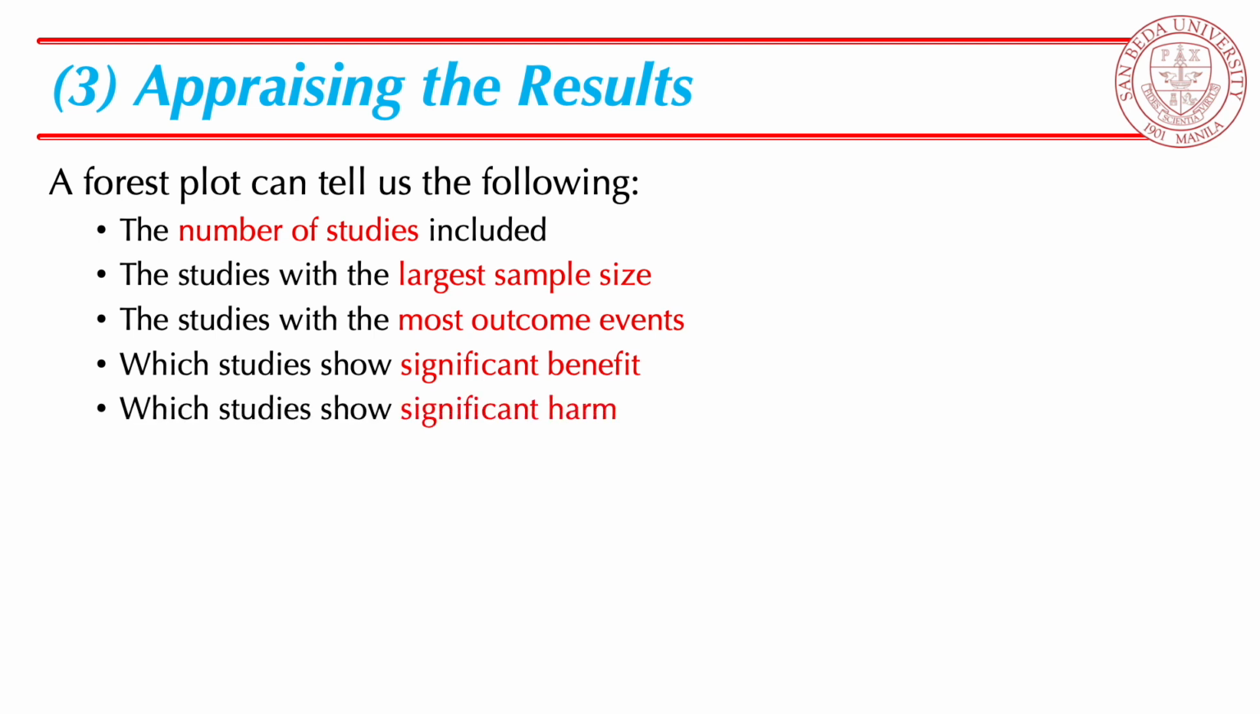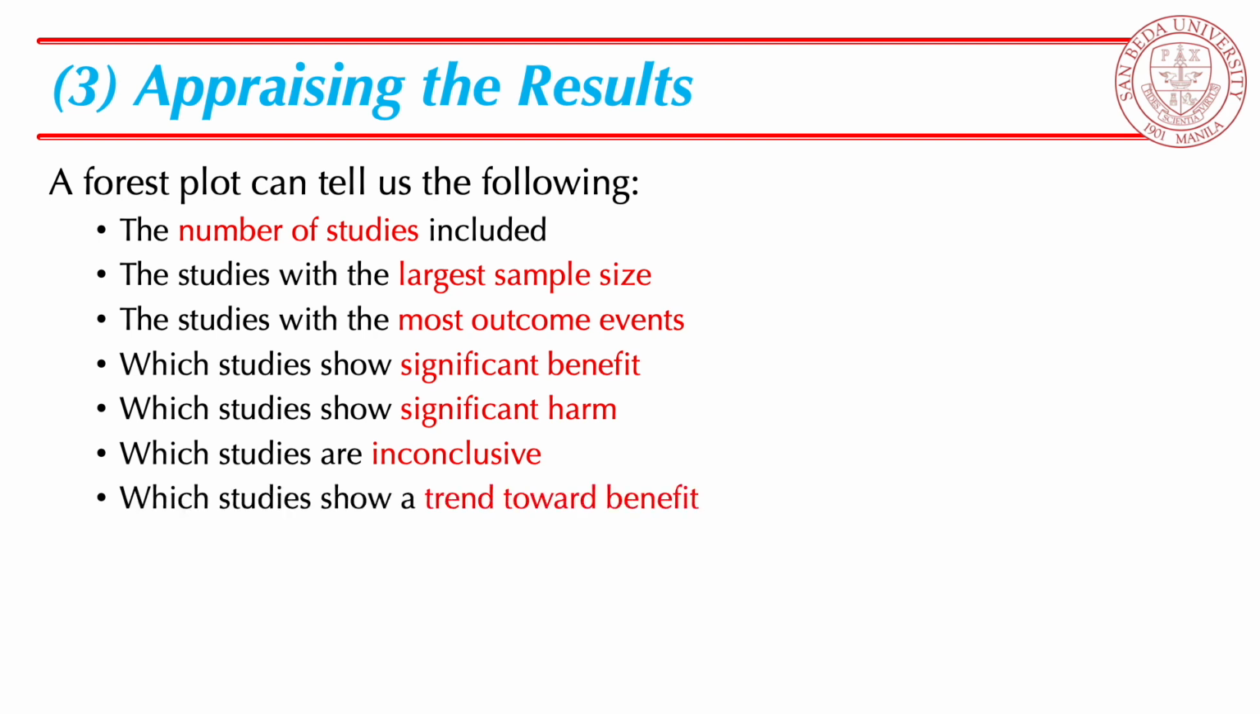Which studies show significant harm? This means that their entire 95% confidence interval line is on the right side of the null value. Which studies are inconclusive? This means that the 95% confidence interval line straddles the null value and extends far to either side. Which studies show a trend towards benefit? This means that the 95% confidence interval line is to the left and barely touches the null value.